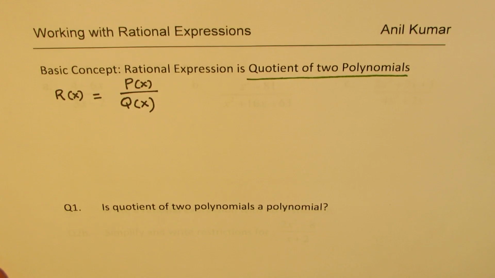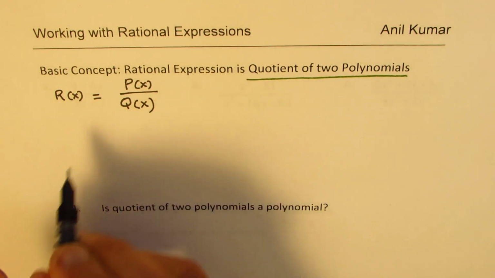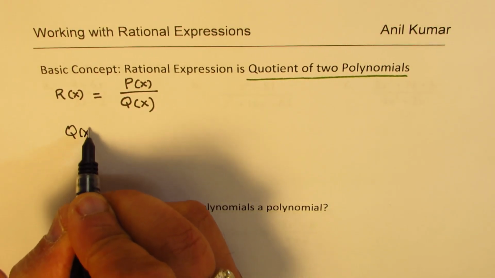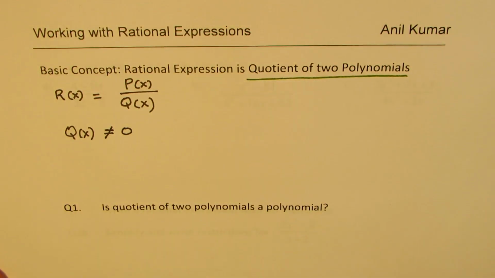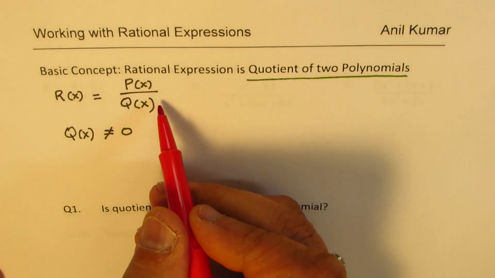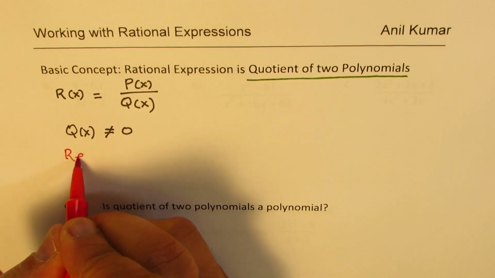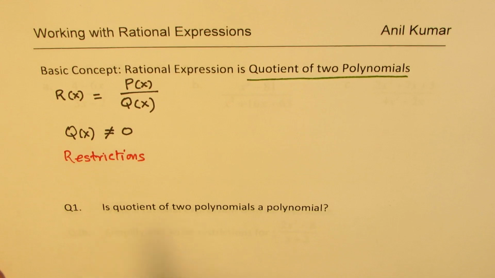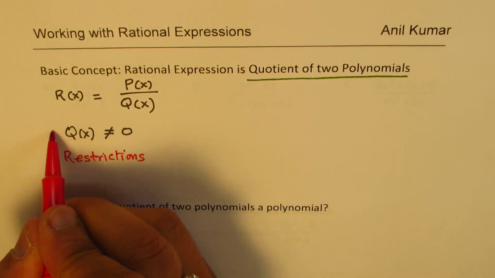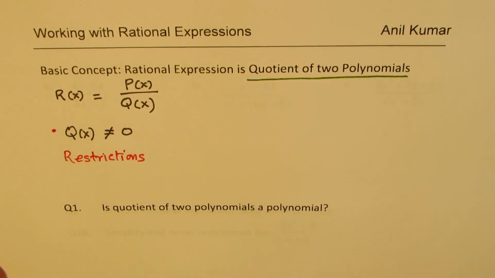Right? And of course, when you divide, then Q of x, which is the divisor here, should not be equal to 0 since division by 0 is not permitted. Now, this definitely leads to restrictions, right? So we are, in the definition itself, saying we have restrictions. So what are the restrictions? Restrictions are that Q of x is not equal to 0. Perfect. So that is what it is.